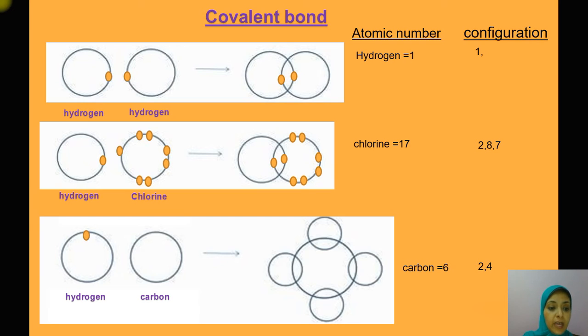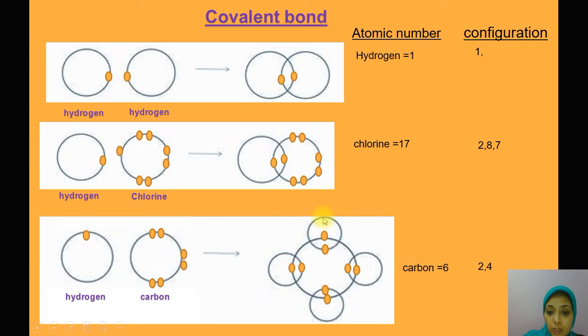Then we have the hydrogen with the carbon. The hydrogen has 1 electron in the outer. The carbon has 6 electrons. In this case, we have 1, 2, 3, 4. We have 4 hydrogen atoms that combine with the carbon. Why? Because each of the hydrogen and carbon will share 1 electron.